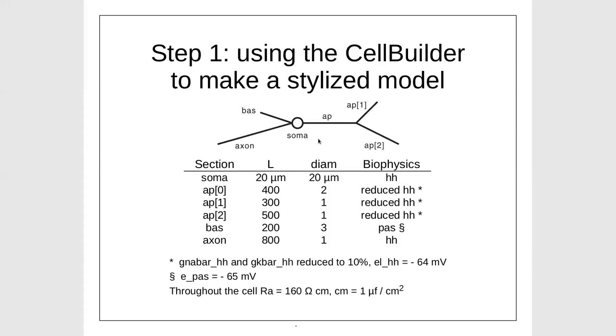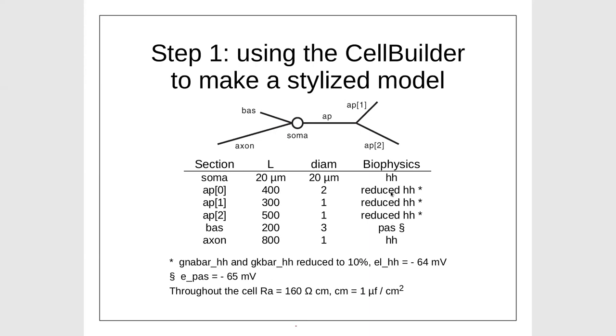Okay. All right. So here's our first step. We're going to use the cell builder now to make a stylized model. We've already decided this is the shape of our cell that we want. It's going to have a soma, three apical branches, a basilar branch, and an axon. And we're going to have these anatomical properties, lengths and diameters, for our different branches. And we're going to have these biophysical properties.